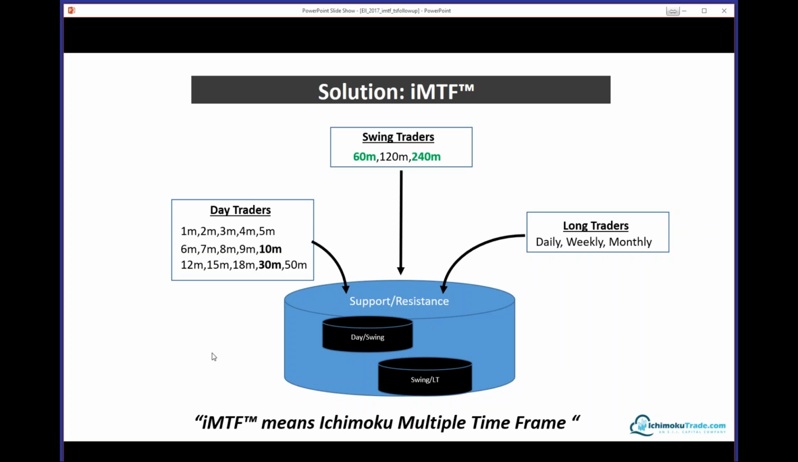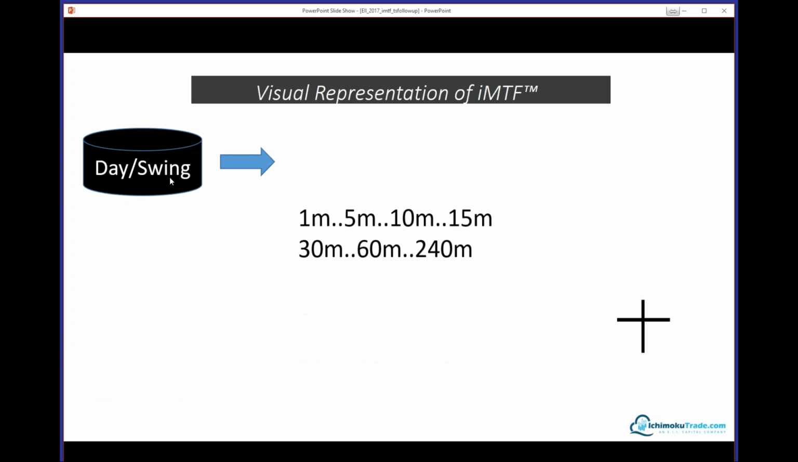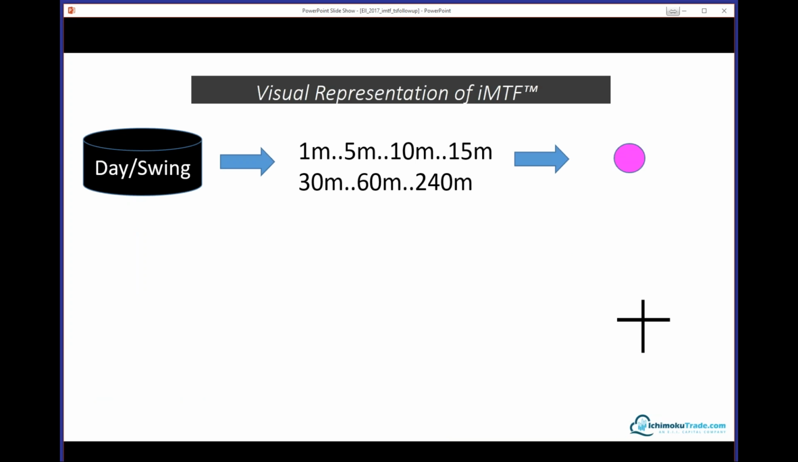So now, how do we display these items? Let's show you visually how we're going to represent these levels. If you have a day trading swing support resistance level that matches across all the day traders and swing traders, we're going to visually show you a purple dot on the screen. Now in the TradeStation indicator, you can change the colors, the thickness, all that stuff. I'll show you how to do that a little later, but right now the standard default setting is that anything where the day traders and swing traders are thinking the same way is going to be represented by a purple dot.